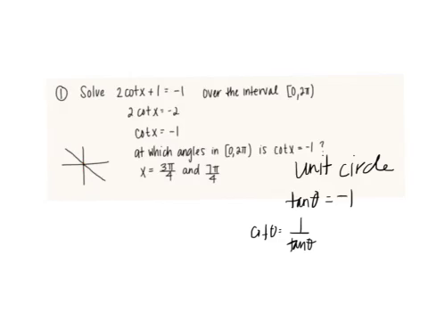Now, how do you know whether you're supposed to use degrees or radians? A good indicator is what your interval is given to you in. This was given to us in radians, so our answers should be in radians. Also, generally when you're given your angle as x instead of theta, your answers are going to be in radians as well.